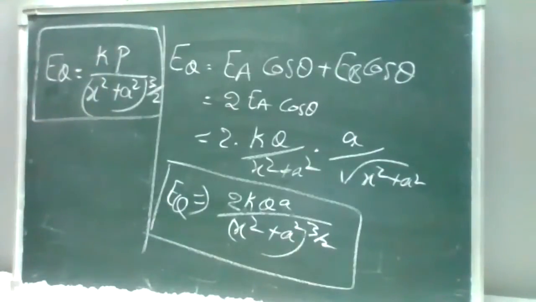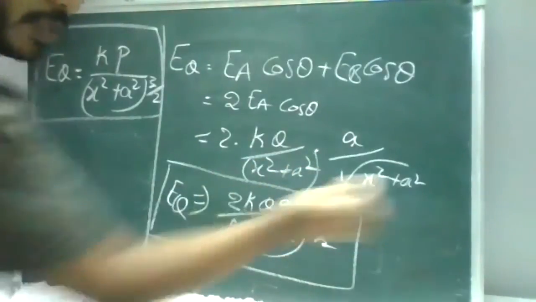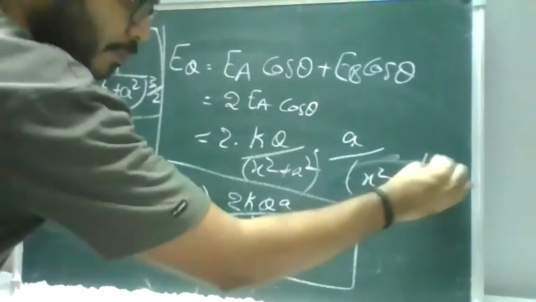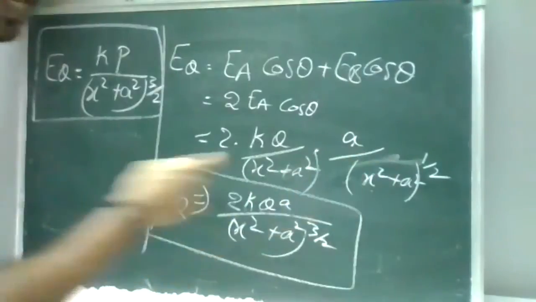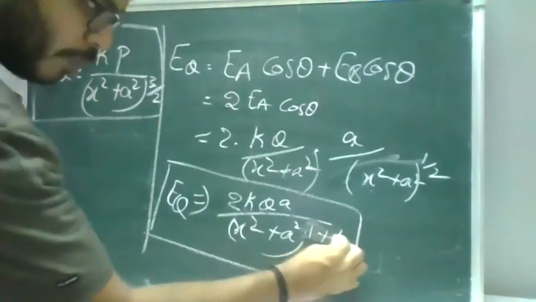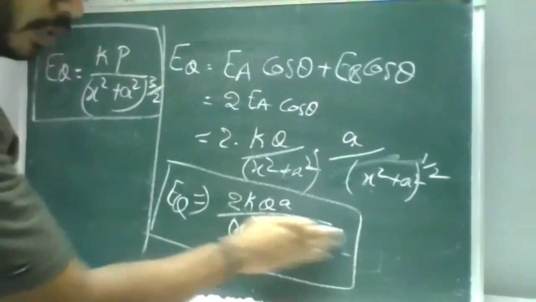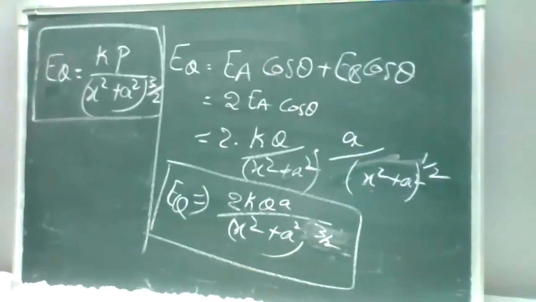Sir, please explain the 3/2 once more. Okay. Here, x square plus a square is multiplied by the square root of x square plus a square. I take the square root as power 1/2. The bases are the same, so the powers get added in the denominator: 1 plus 1/2, which is 3/2. So this is your equatorial.